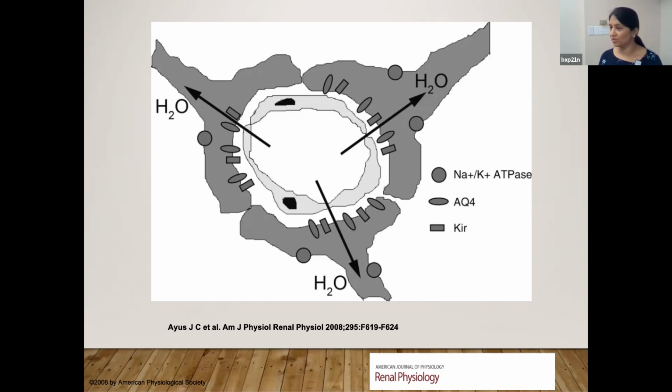So they were just depleting the sodium, and they wanted to see how much brain edema there was. When they knocked out aquaporin 4, there was not much brain edema. So they were not swollen as much as the ones which had the normal aquaporin.